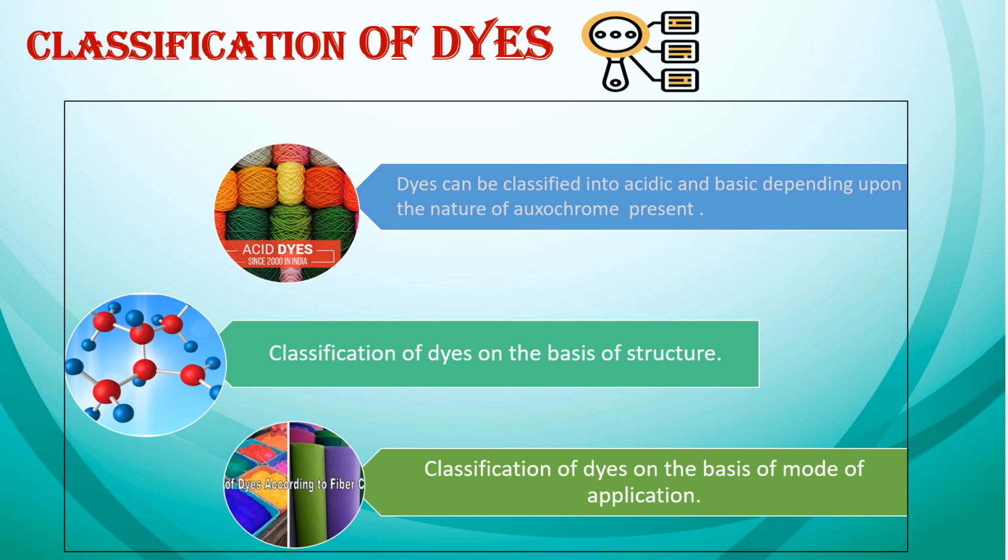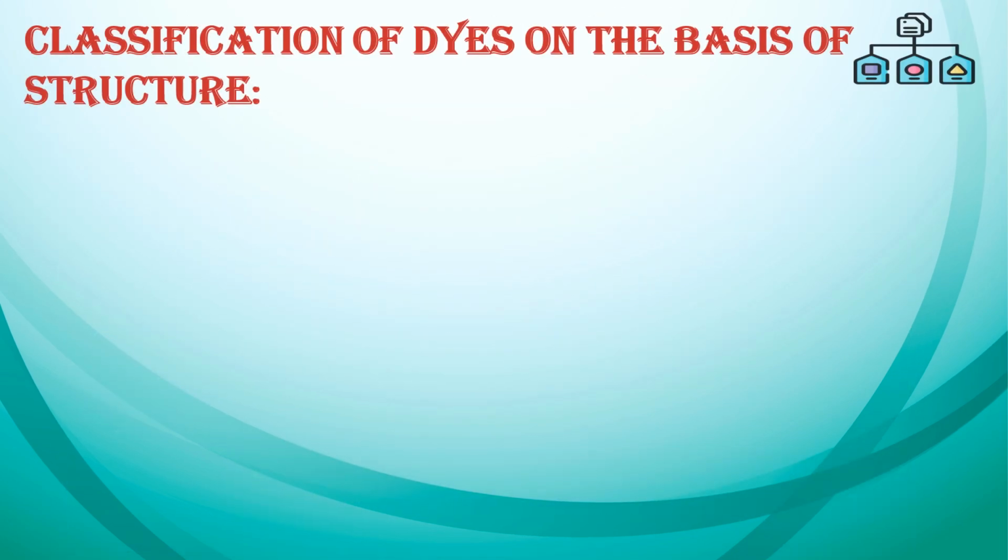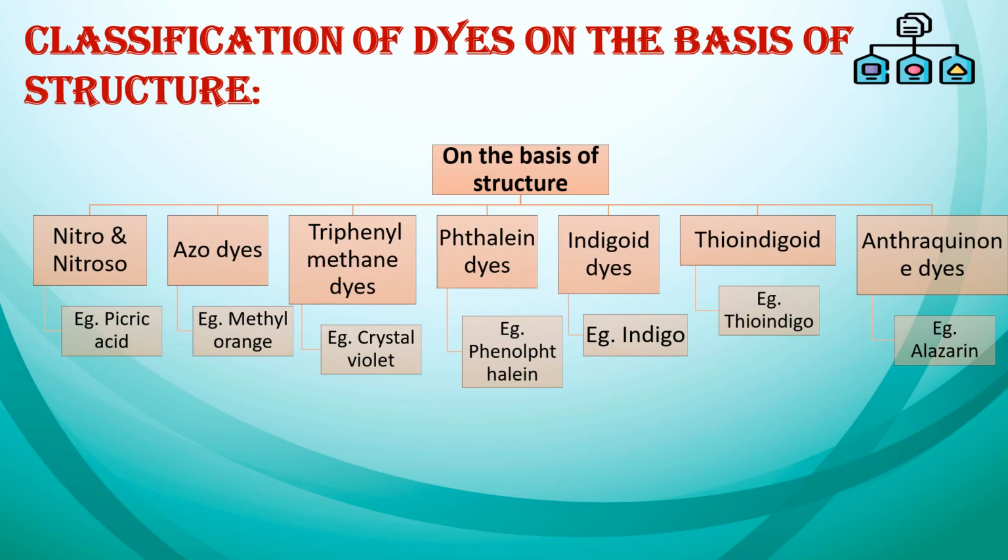So we can classify dyes into acidic and basic depending upon the nature of the auxochrome present. Classification of dyes on the basis of structure, and classification of dyes on the basis of mode of application. Classification of dyes on the basis of structure: nitro and nitroso, example picric acid; azo dyes, example methyl orange; triphenylmethane dyes, example crystal violet; phthalein dyes, example phenolphthalein; indigoid dyes, example indigo; thioindigoid, example thioindigo; and anthraquinone dyes, example alizarin.